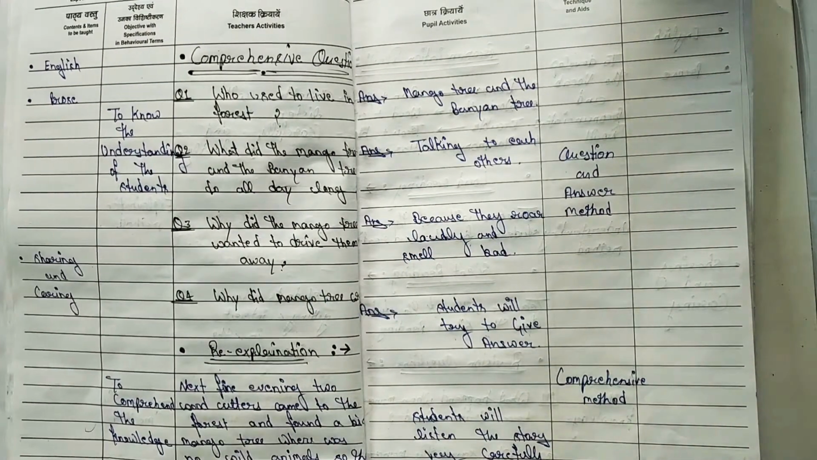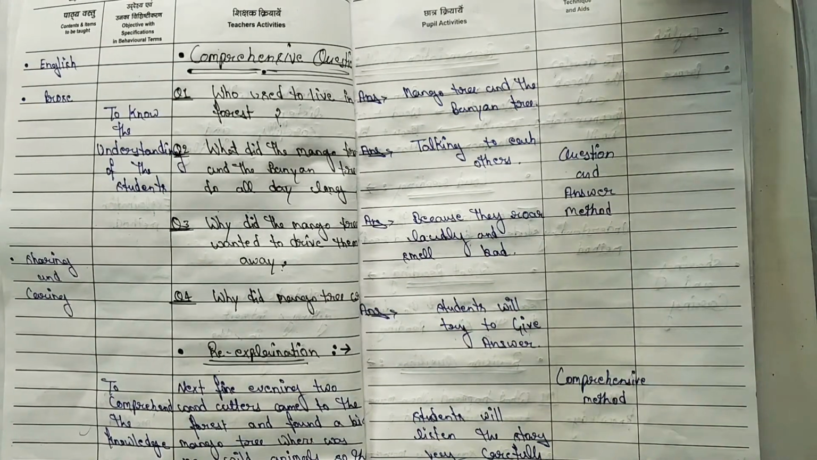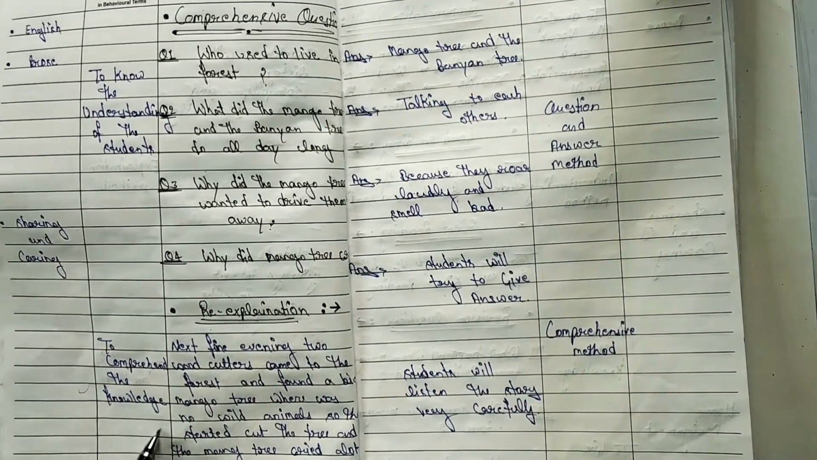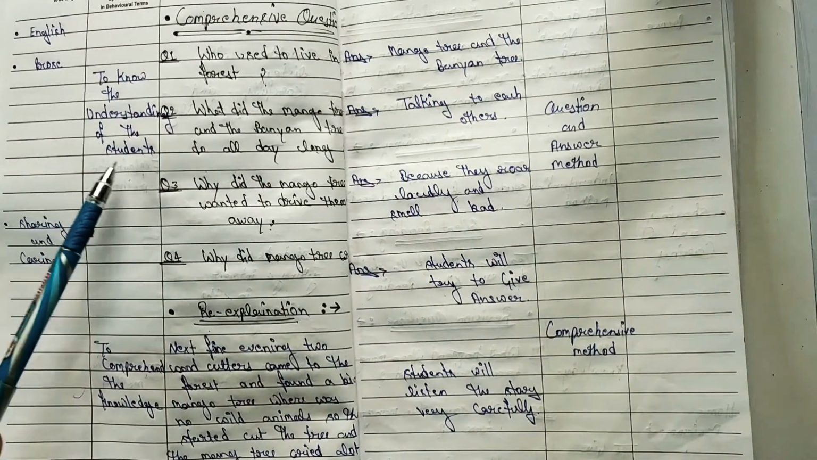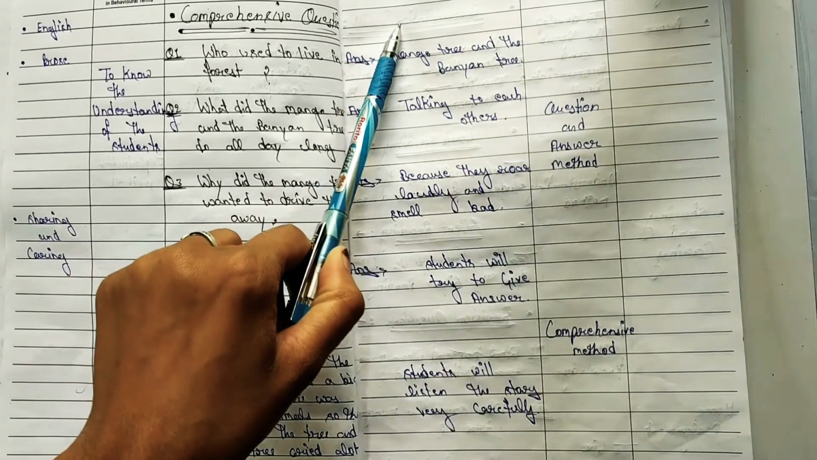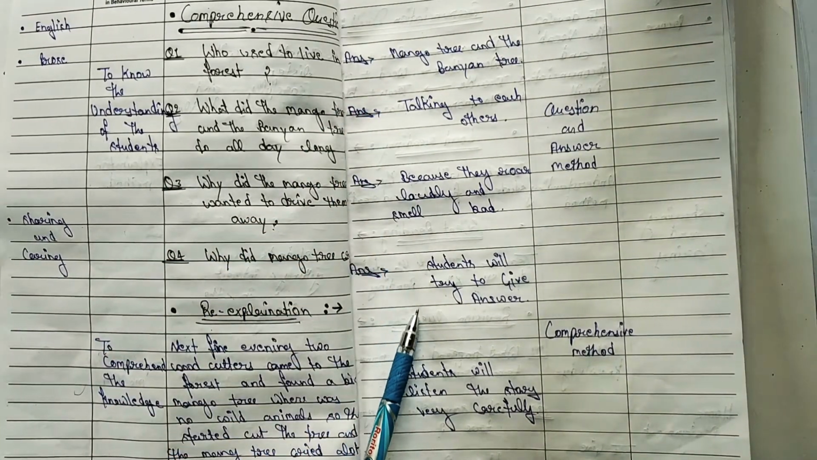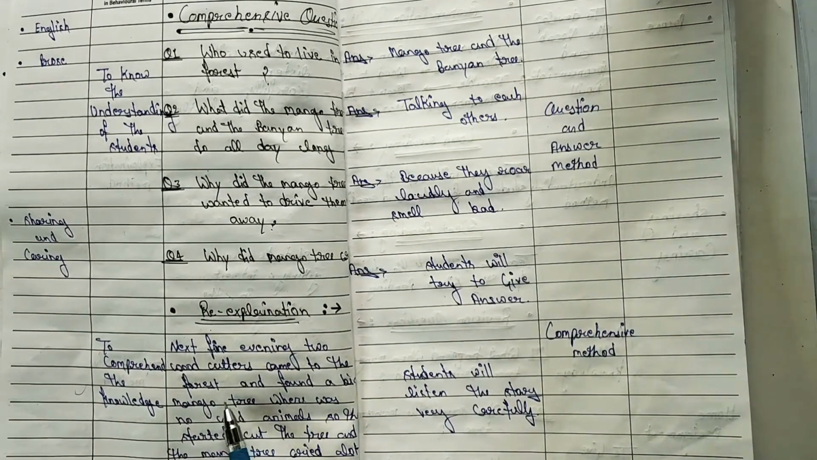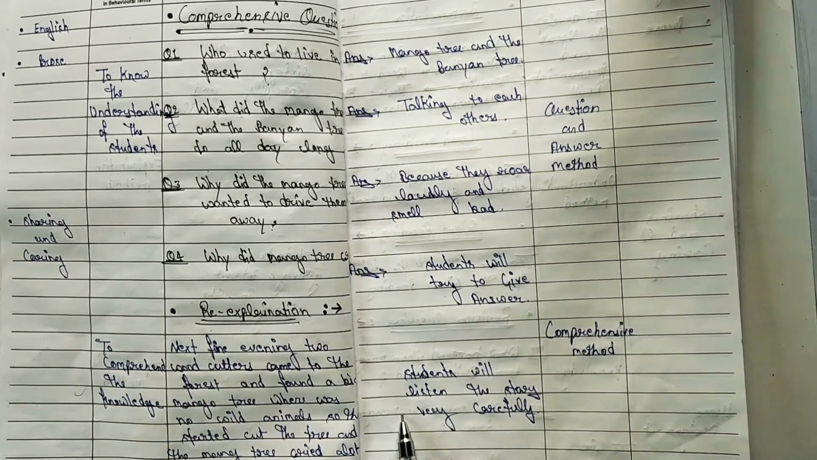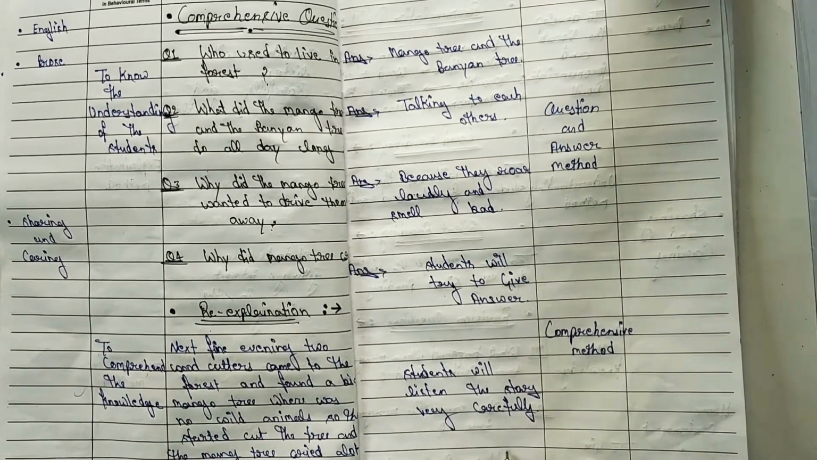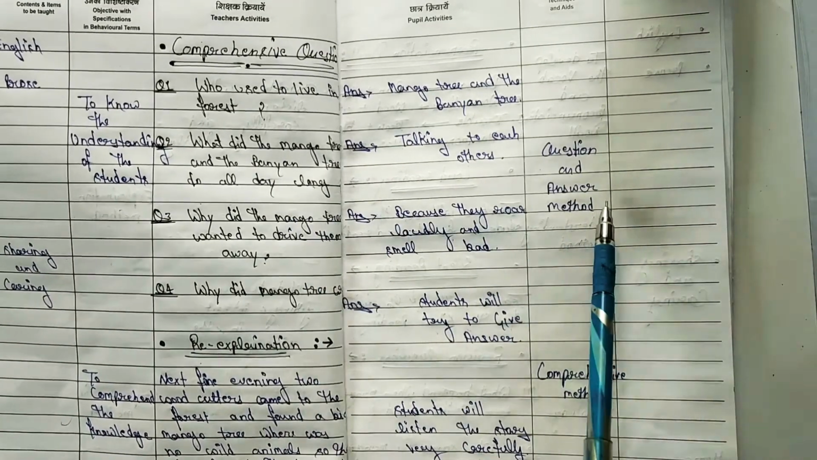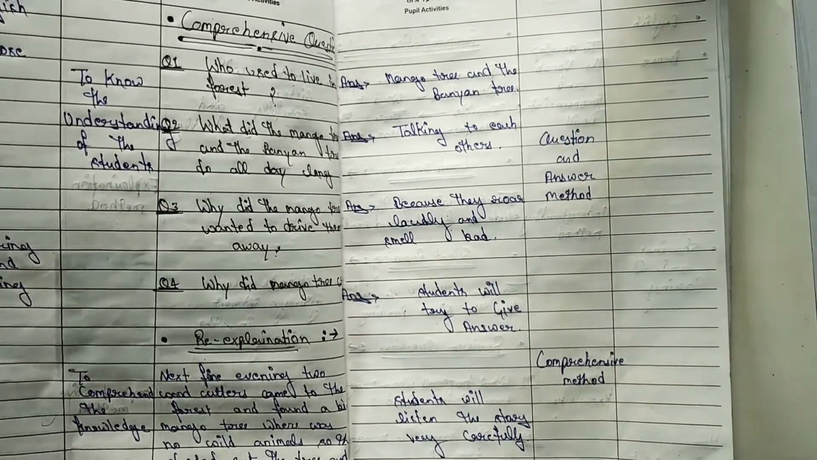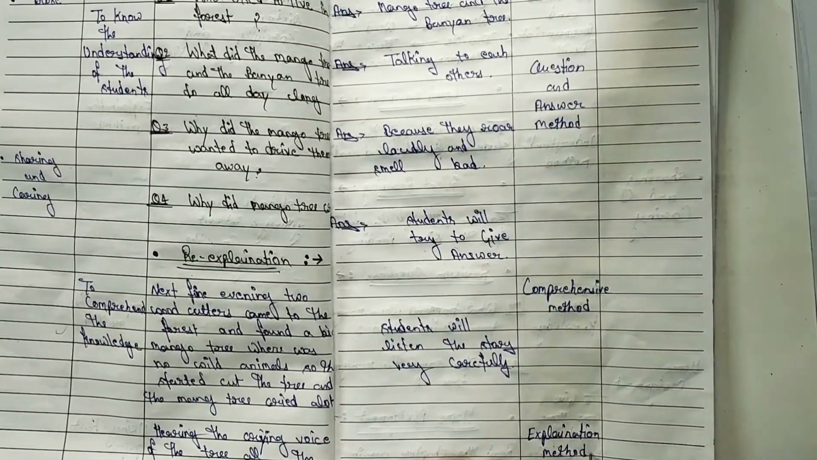Then you have to re-explain the chapter. Yes, you have to re-explain the chapter, and here you can write to comprehend the knowledge. Here you can write to know the understanding of the student, and if they are giving you a response, you can write their response here as well. While re-explaining, what will the students do? They will listen very carefully. Okay, here what technique are you using? You are using the question answer method, and also the comprehensive method and the explanation method.